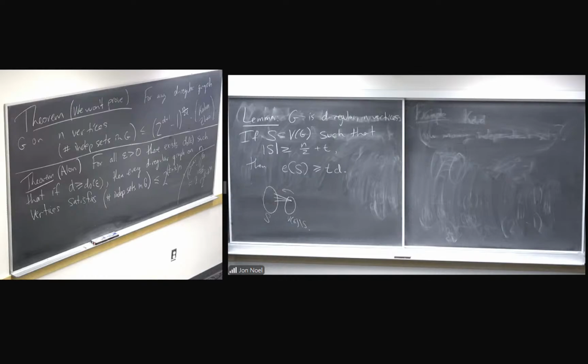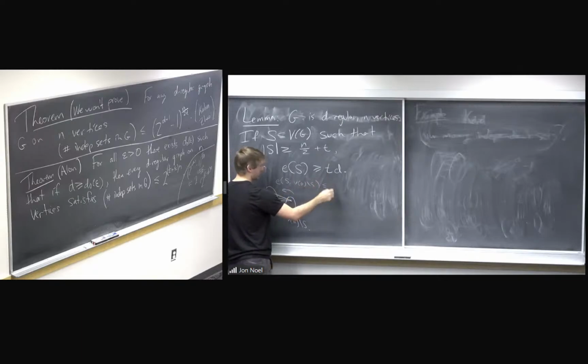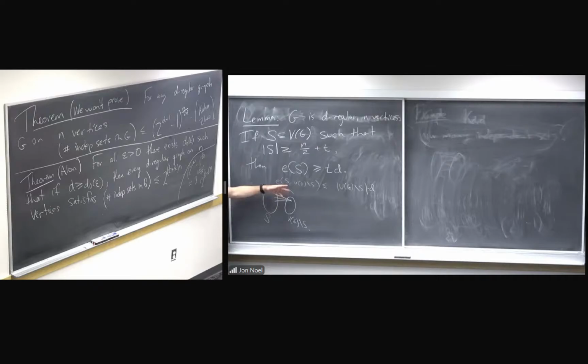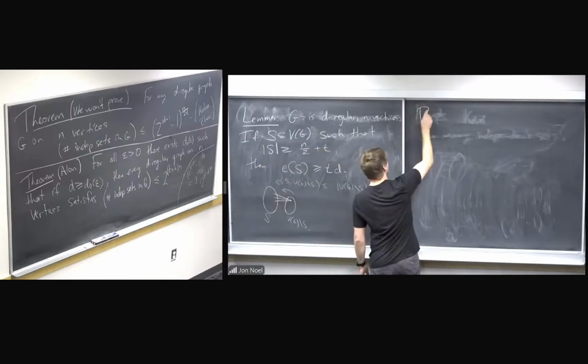Okay, any questions about that? So the number of edges from S to V of G minus S is at most the size of V of G minus S times d, and then you use this and the fact that all of these vertices have degree d to get a lower bound on this. Okay, so let's prove the theorem.